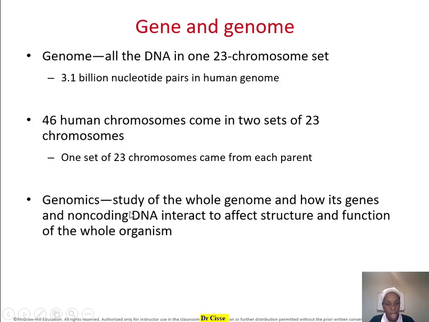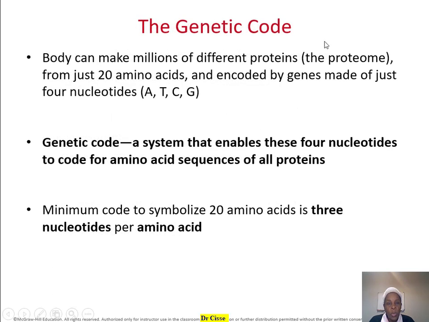And what is the genomics? A study of the whole genome. What is genetic code? Body can make millions of different proteins. We call all those proteins together the proteome. But guess what? We only have 20 amino acid coding for that. Just like we have 27 letters in the alphabet and we can write books, it's the same thing. It is just the way they come after each other. Their combination determine what it is.